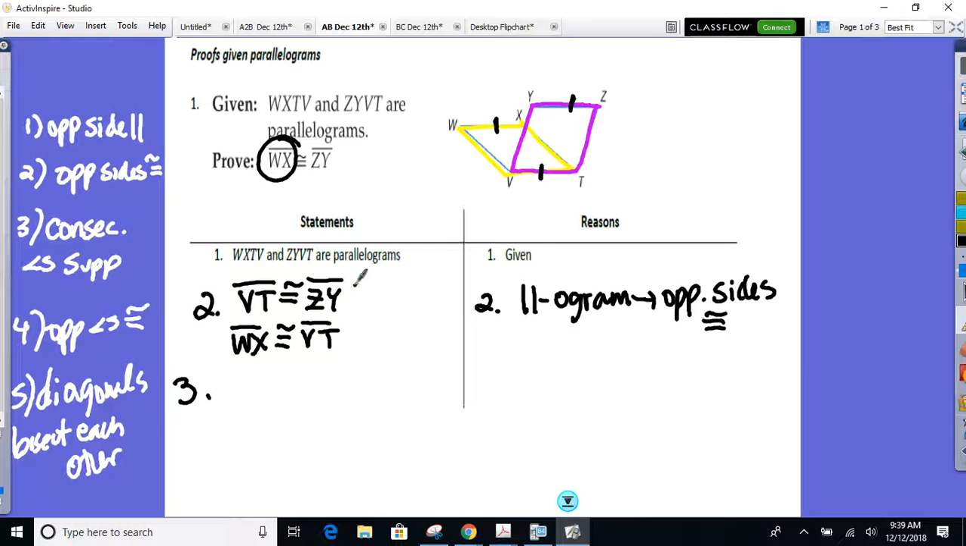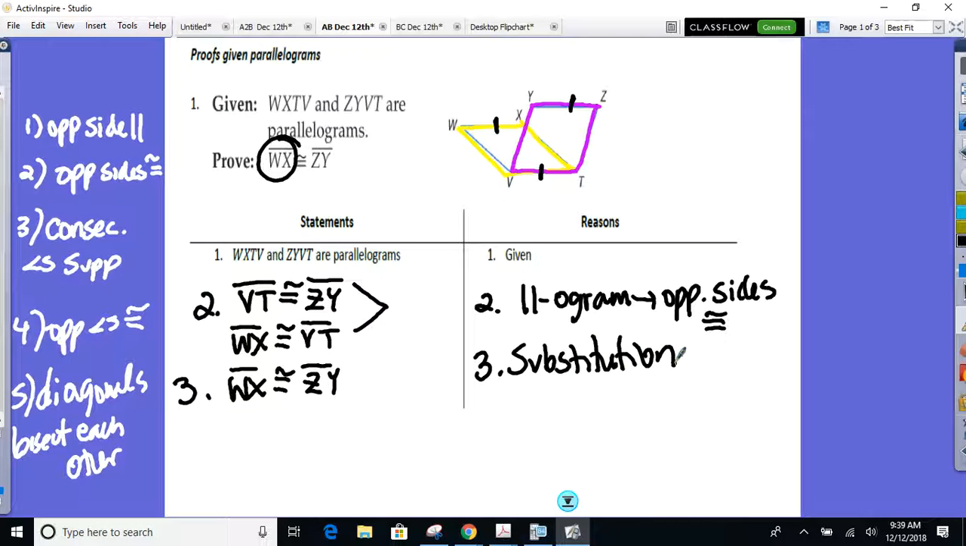I'm asking you guys to look at these two statements we just wrote down and apply something we have used in the past, way in the past, probably Unit 2, when I used to have the yellow and pink cards up here. What do you got, Avery? WX is congruent to ZY because of substitution. Everyone see the substitution being used?